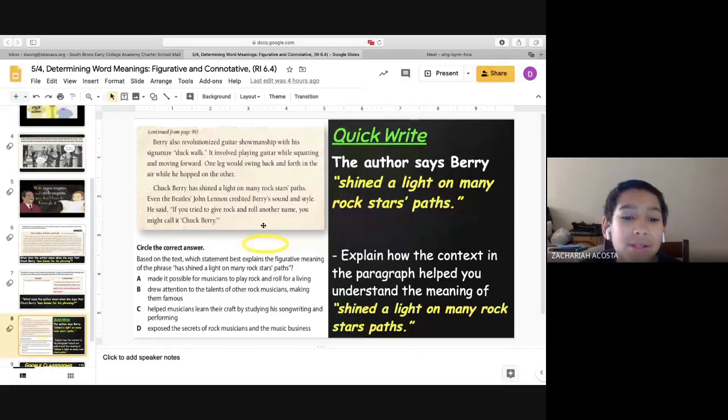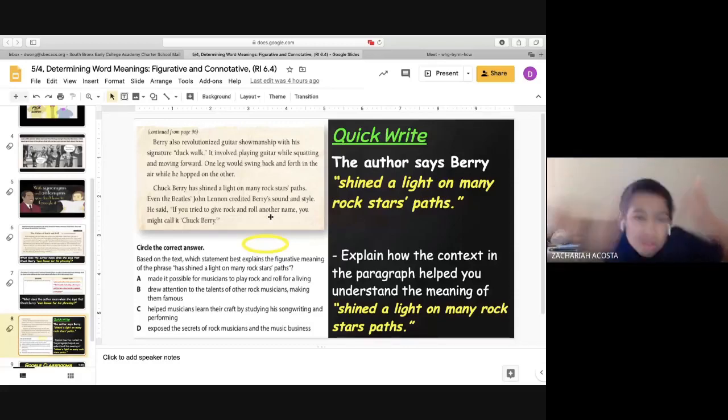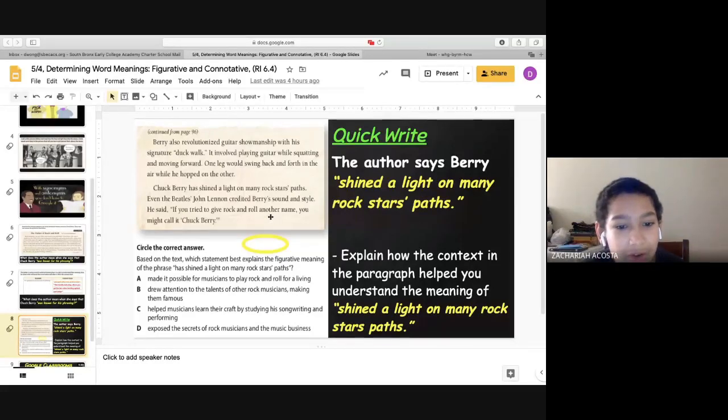Chuck Berry shined a light on many rock stars' paths, even the Beatles. John Lennon credited Berry's sound and style. He said, "If you try to give rock and roll another name, you might call it Chuck Berry."